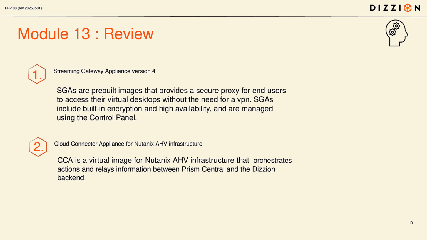So that's it for this module. Let's take a moment to review. The Streaming Gateway Appliance, or SGAs, are pre-built images that provide a secure proxy for end users to access their virtual desktops without the need for a VPN. SGAs include built-in encryption and high availability, and are managed using the control panel. Cloud Connector Appliance, or CCA, is a virtual image for Nutanix AHV infrastructure that orchestrates actions and relays information between Prism Central and the Dishin backplane.